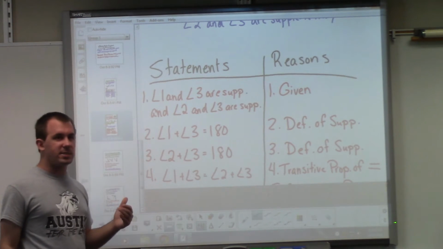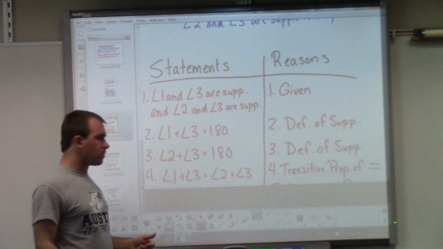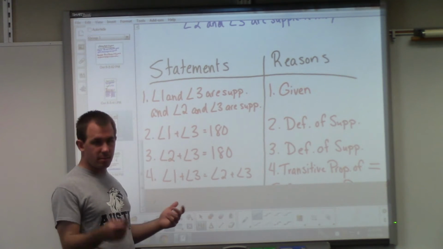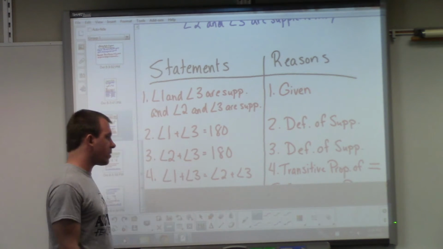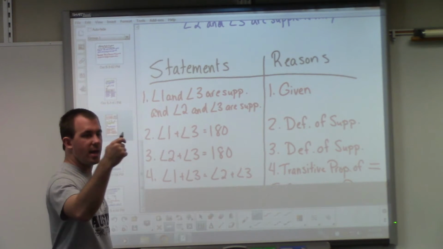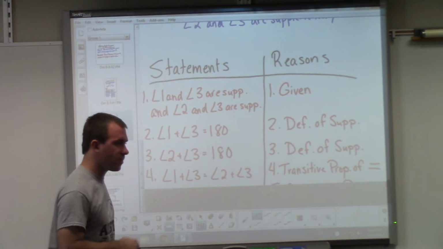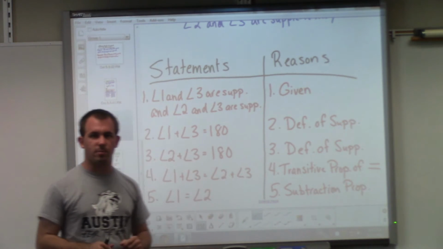So, just one more step, same step as last time. Yes, subtraction. Where are we going to subtract? The thing we have in common, which is angle 3. So subtract angle 3 from both, and we get that angle 1 equals angle 2 by the subtraction property. Good job. So angle 1 equals angle 2 by the subtraction property.